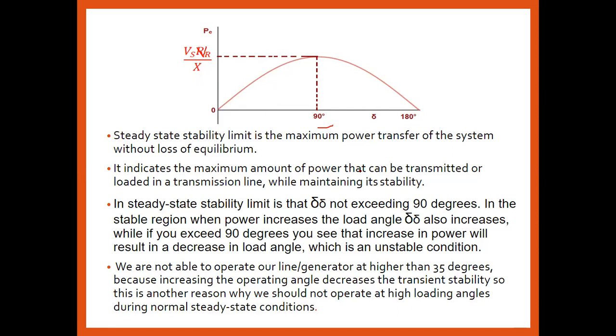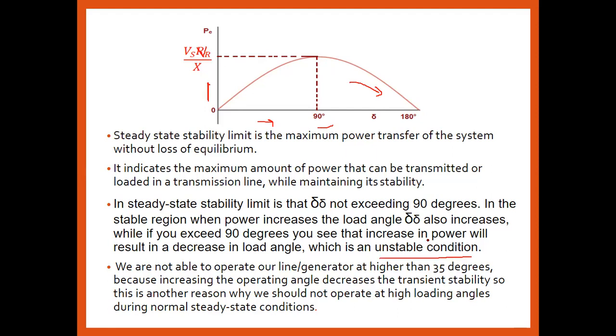So in this stable region, as the power increases, the load angle also increases, up to 90 degrees. When it exceeds 90 degrees, the power decreases again. Up to 90 it comes to the stable condition, but more than 90 and less than 180 it comes to the unstable condition. That is the condition for the transmission line.